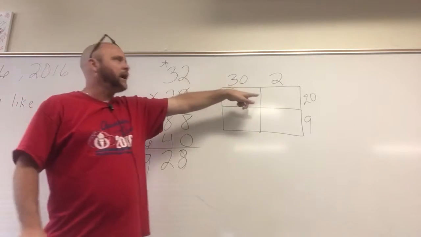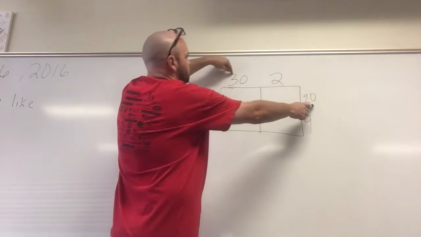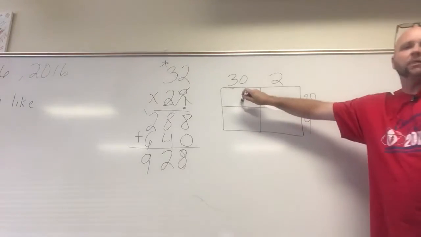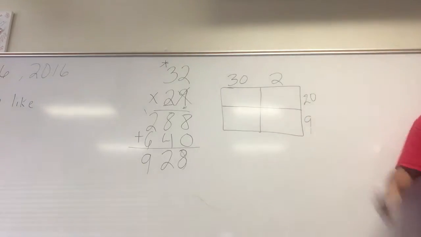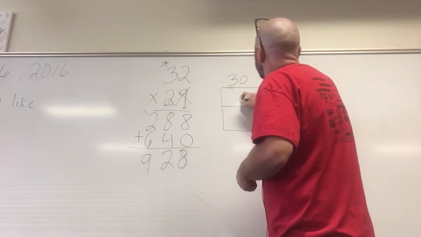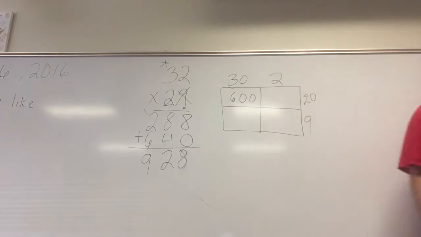All right, we're looking at this first box. And much like a multiplication table, we go down and we go to the side, and that's where that box meets. 30 times 20? 600. It has a zero there, so I just write my two zeros. 2 times 3 is 6. So 30 times 20 is 600.